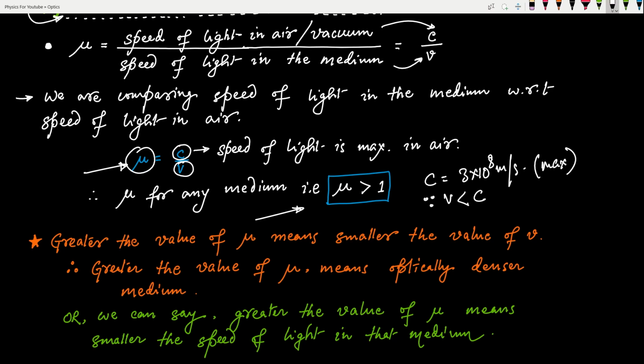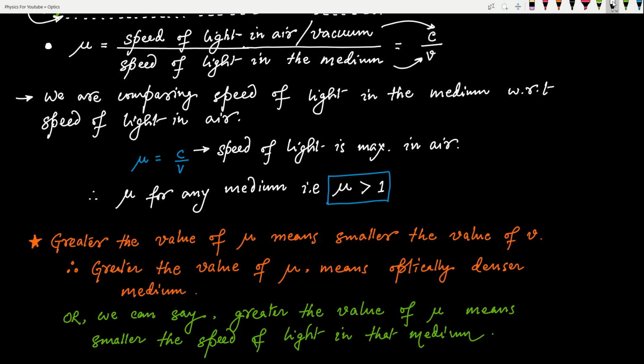So we know that mu is inversely proportional to velocity. You can see that greater the value of mu means smaller the value of v, from the equation of refractive index. Therefore greater the value of mu means optically denser medium, because if mu is greater then v has to be smaller, and we know that for an optically denser medium the velocity is small. Greater the optical density of a medium, smaller will be the velocity of light in that medium.